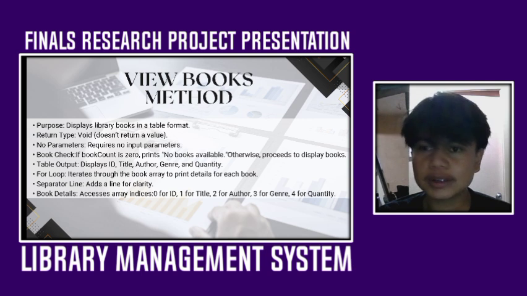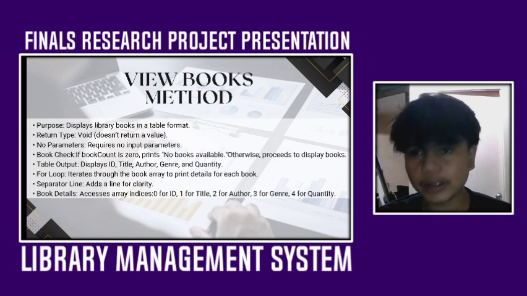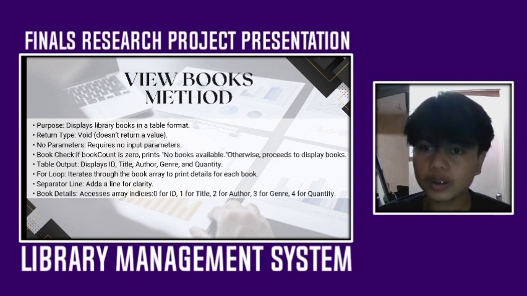Here in our method, we use void as our return type, which means that we don't have to return any value. We also don't have any parameter. The first thing this method will do is check if there's a book in the library. We use an if statement to locate if there are books. So if the book count is equal to 0, then it will print out that the library does not have any books available. But if there are books available in the library, it will print the library books title, as well as the ID, title, author, genre, and quantity in a tabular form.